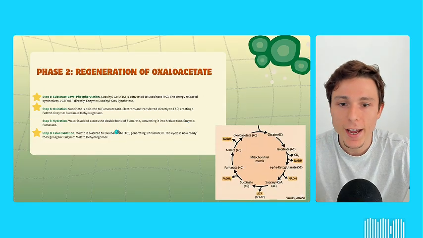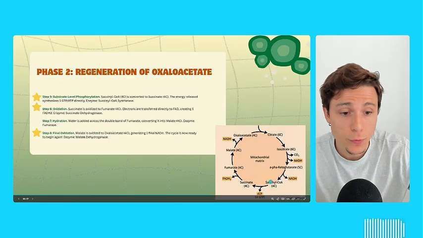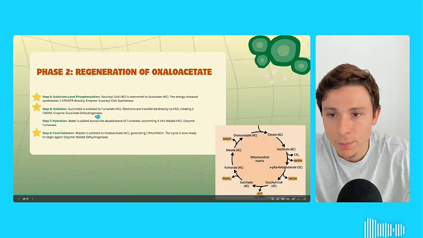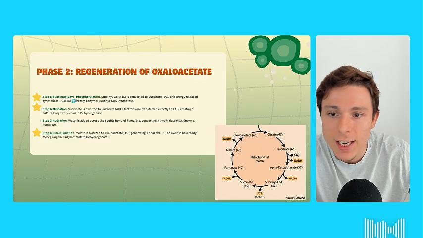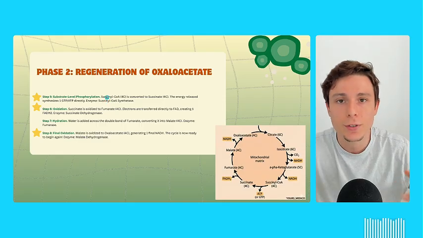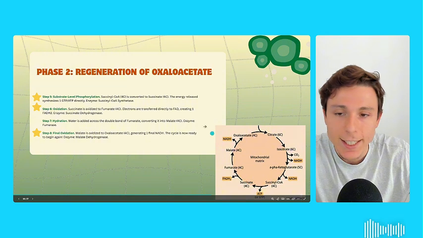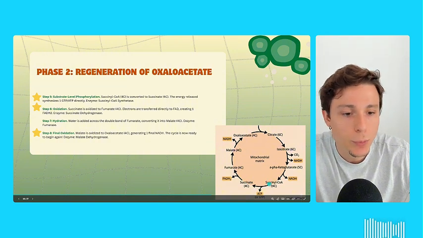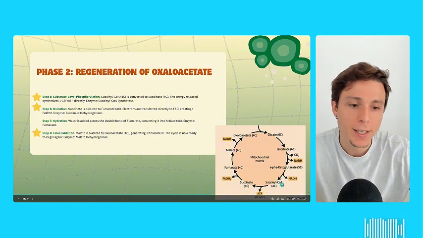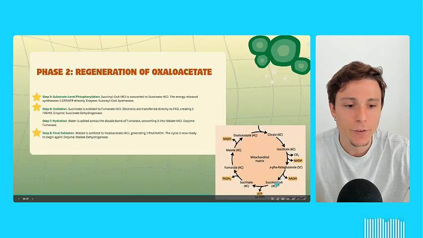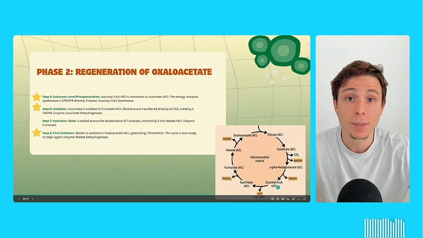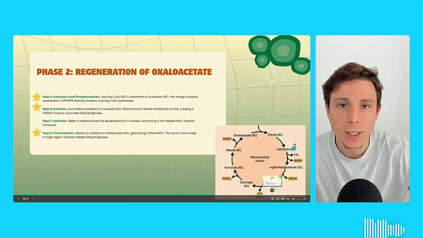Moving on, we're going to have our next step, the one responsible for producing GTP or ATP. So we're going to have a substrate level phosphorylation. That is a very particular way of producing ATP. By converting succinyl CoA into succinate, this ATP or GTP will be produced, because CoA is part of the molecule that is very energized. Whenever you break that off, this energy can be used to produce ATP or GTP.